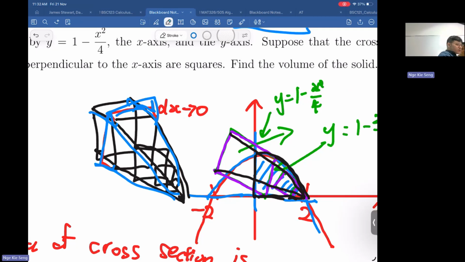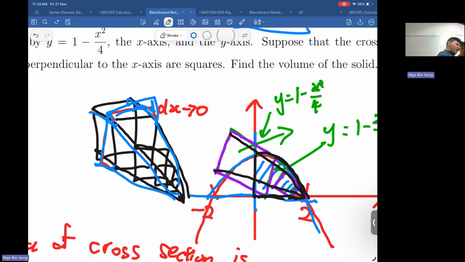What are you confused about? Let me see what you do. Y equals 0, then this is -2 and 2. And x equals 0, then y equals 1. What's wrong with this square? Tyler was confused about why it's called a square when the illustration is supposedly a rectangle. Where's the rectangle? You don't have the height here.